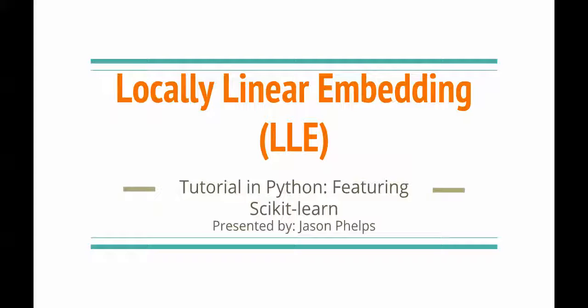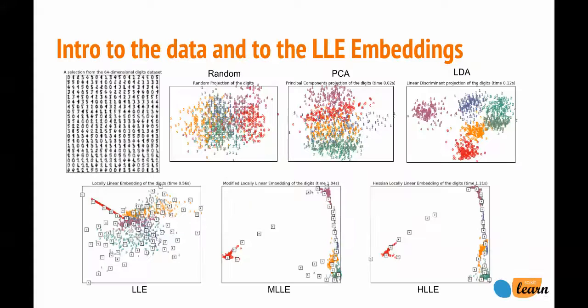Hello, my name is Jason Phelps, and in this presentation I will be discussing how to implement locally linear embedding in Python using the Scikit-learn library. A short demonstration will be done using handwritten digit data before giving an all-inclusive overview of the model hyperparameters, methods, and attributes. The handwritten digits data is comprised of 1083 samples of the digits 0 to 5.